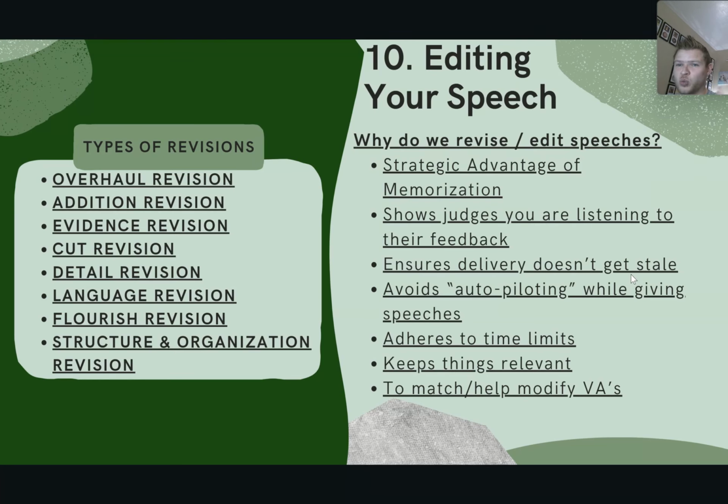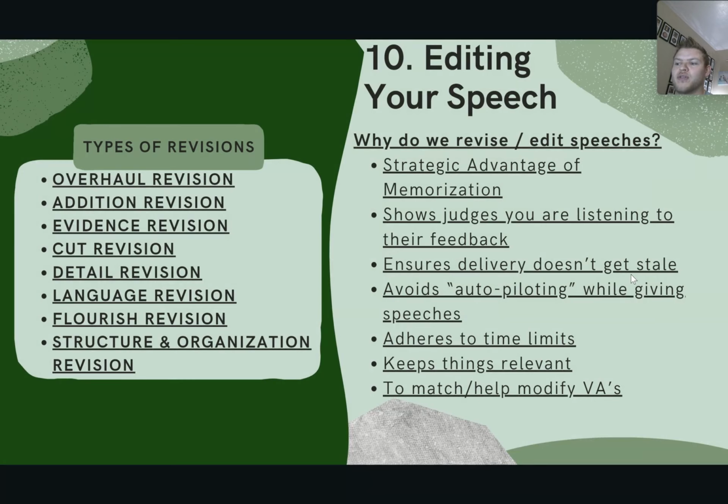Sometimes when we learn the right way to say something, our speech gets longer or shorter, and then we have to add or we have to remove. It also makes sure that things stay relevant. Usually you want something in your speech that happened within the last couple of months. So if your example is no longer relevant or something changed, then you might need to swap in a new one. But also we want to edit or change our speech to help match our visual aids or to help us improve our visual aids, right?